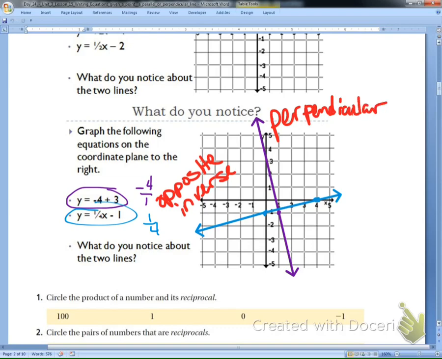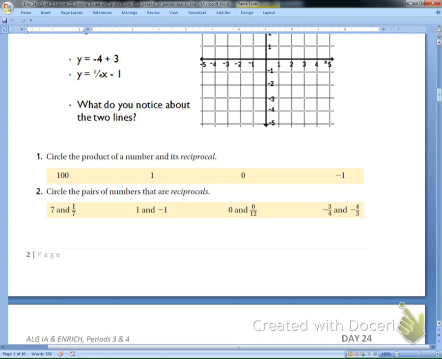Perpendicular. There we go. And what that means is those two lines are intersecting at 90 degrees. All right, let's see what that can do for us when we're trying to write an equation of a line in slope-intercept form that is perpendicular or parallel to another line. But first, we're also going to learn another vocabulary word.